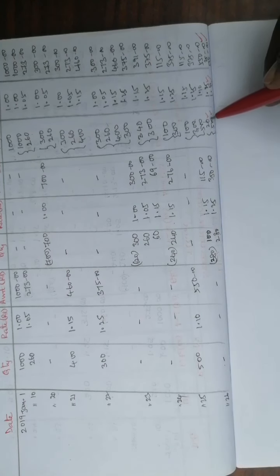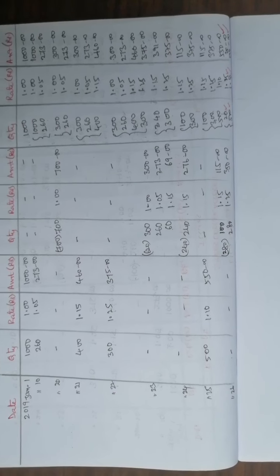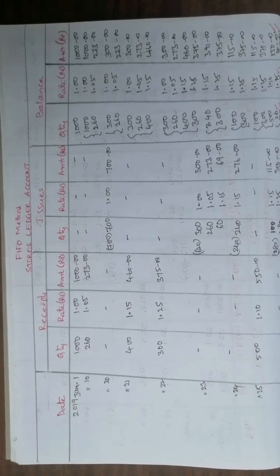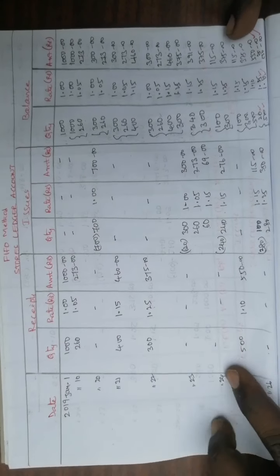So leftover stock is 20 plus 500, 520 units. Amount is 550 plus 25 rupees, 575 rupees, with two different rates. So total 520 units are there, and 575 rupees is the value of the 520 units under the FIFO method, first in first out method. This is the way to calculate first in first out.